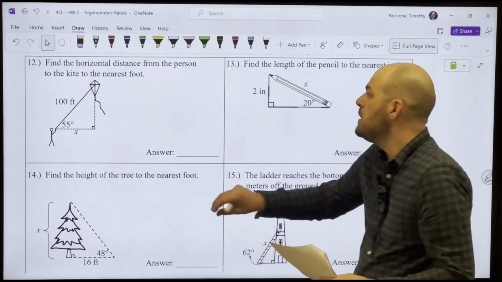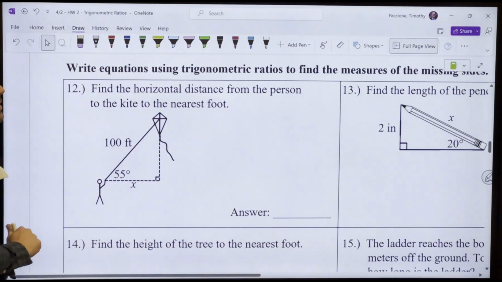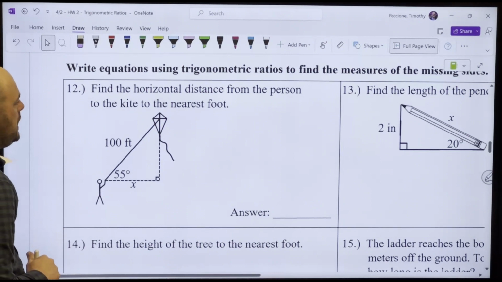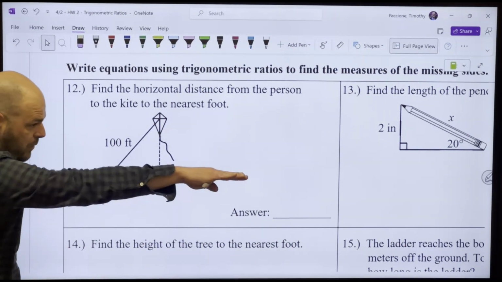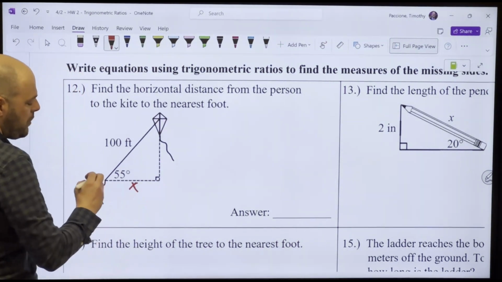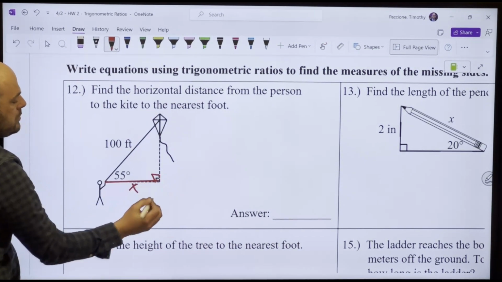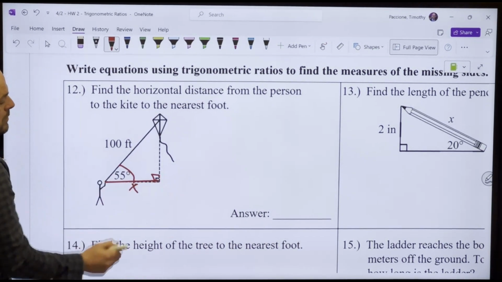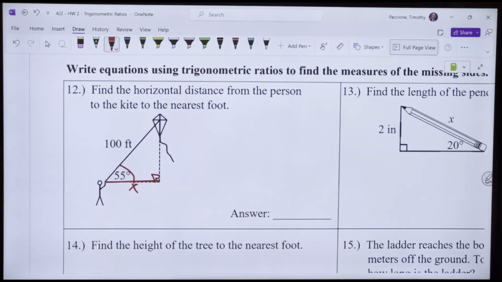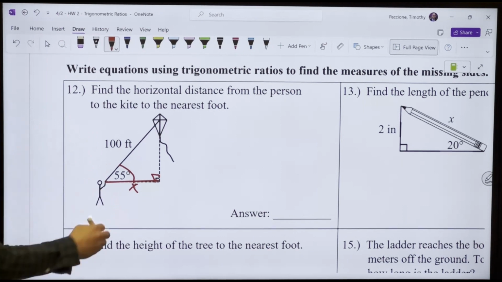12. Okay. So it's a kite, and we're finding the horizontal distance from the person to the kite to the nearest foot. Horizontal, that way. Vertical, that way. And it even marked it for us. This is our x, right? We want the horizontal distance, right? And then this is our right angle, right? Here is our angle, right? And then it gives us a distance on the diagram. So just like the problems before, now you might have to draw this picture yourself, right? But in this case, they drew it for you.